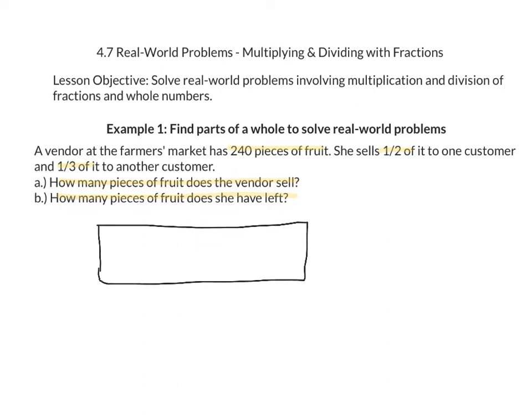And our bar model is going to represent our 240 pieces of fruit. And we want to split our bar model into pieces to help us figure out the answers to our questions. And so it might be helpful for us to figure out what the common denominator is between the two fractions in our problem. We have 1/2 and we have 1/3. Now the least common multiple of 2 and 3 is 6, so we're going to draw our model with 6 equal units in it.